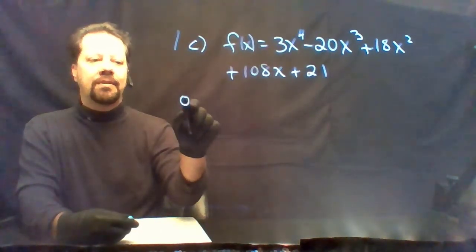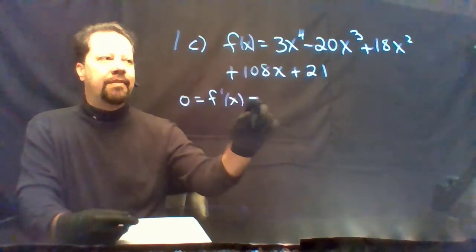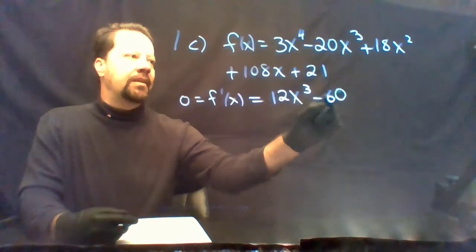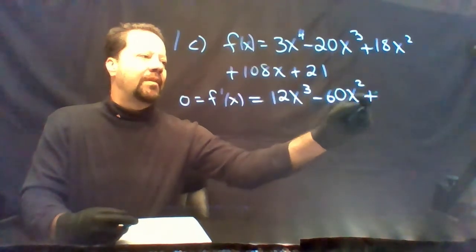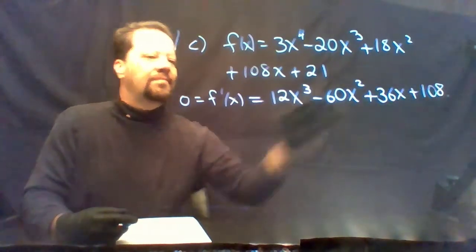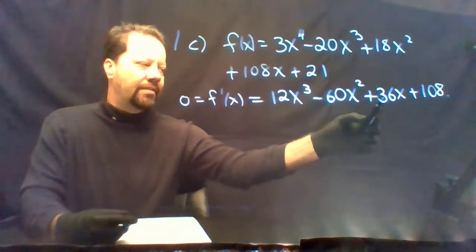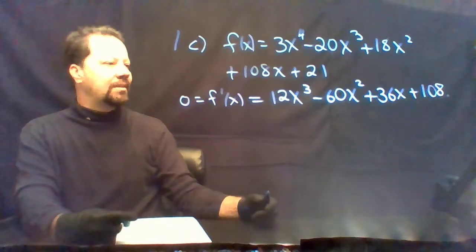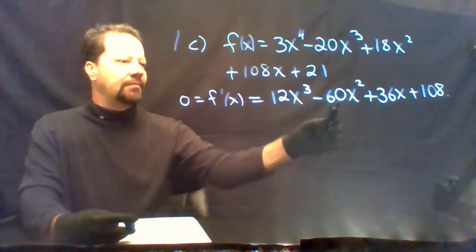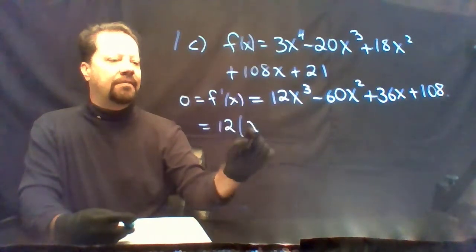First step is, of course, to find the critical points. So we'll calculate the derivative, set it equal to 0, and solve for x. That gives us 12x cubed minus 60x squared plus 36x plus 108. Let's see, 12 goes into the first, second, and third coefficient. Does 12 go evenly into 108? Yeah, it goes in there 9 times. So we'll factor a 12 out.